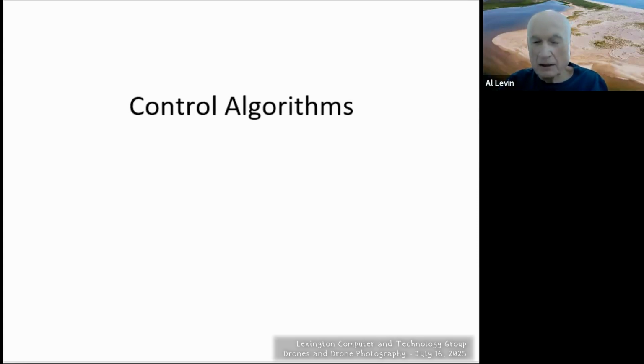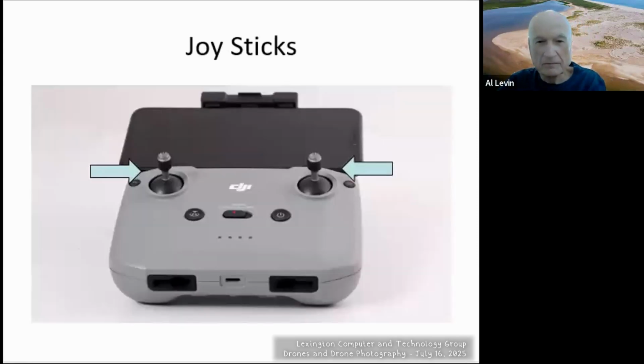The control algorithms, as I've mentioned, are basically the instruction manual, and they use data that is collected and processed by the central processing unit. The joysticks are what you and I control from the ground. I don't know what a joystick looks like on an airplane, but here are the joysticks on the ground controller.